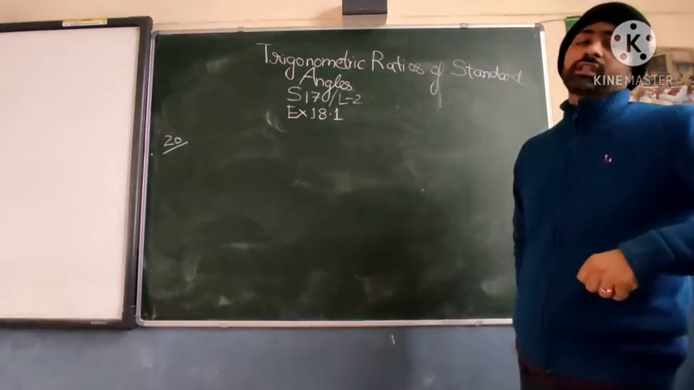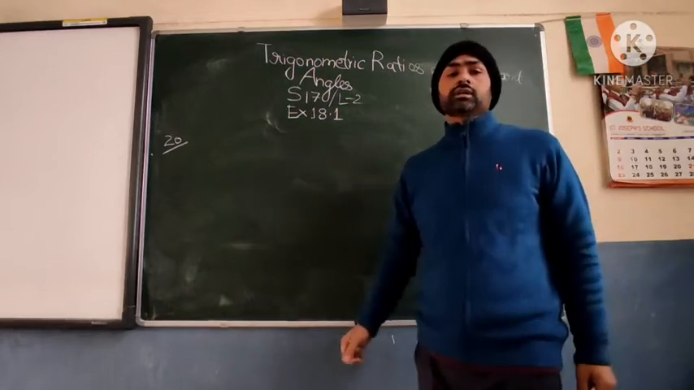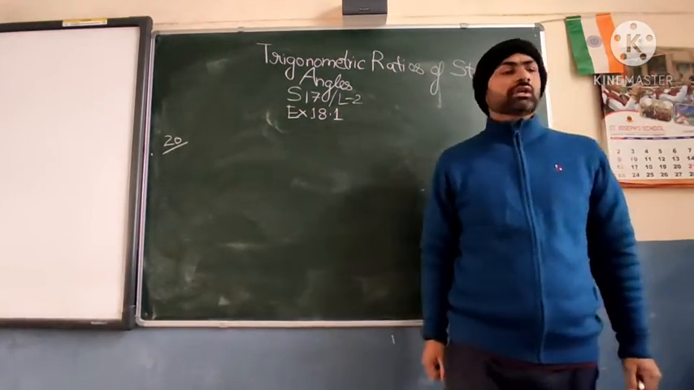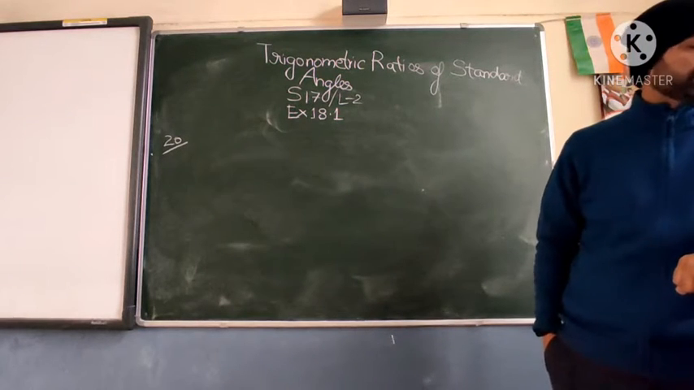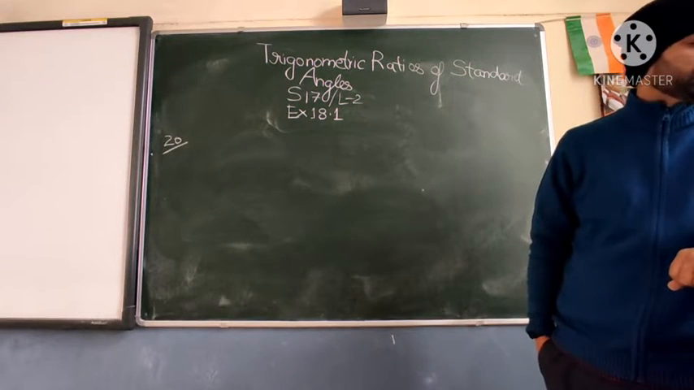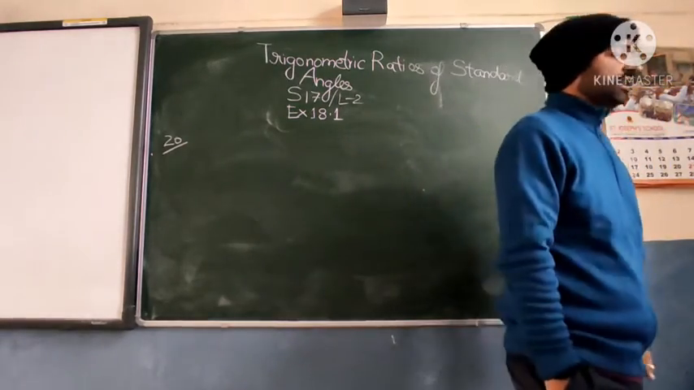Children, let us continue another lecture on trigonometric ratios of standard angles. Already we have done a lot of questions, I think: the first, fourth part, 8th, 11th, 14th, and 18th. Now I am taking the next question, question number 20 from this exercise.